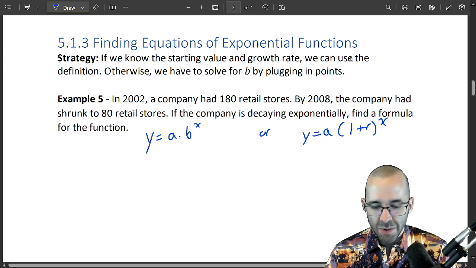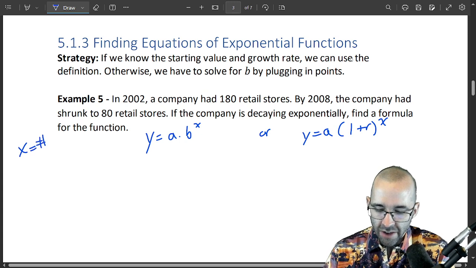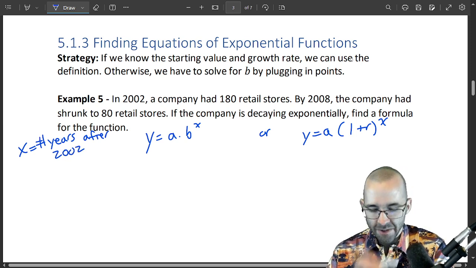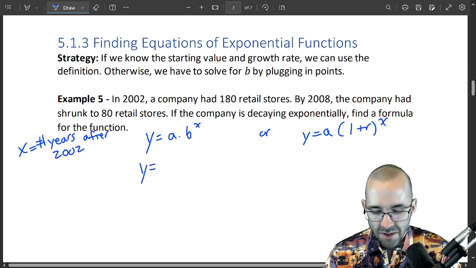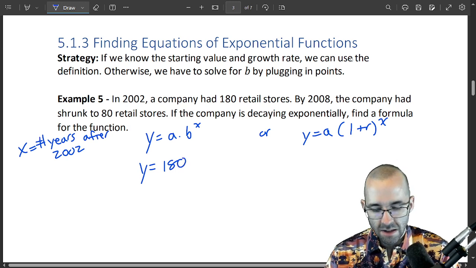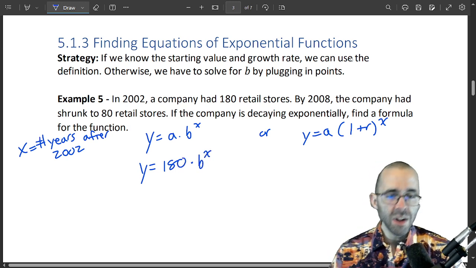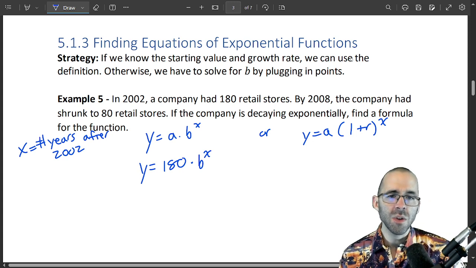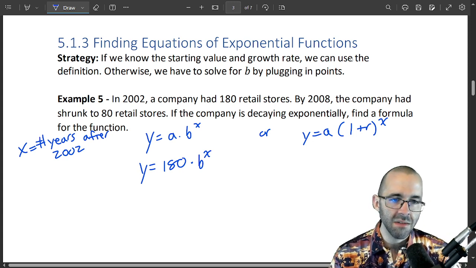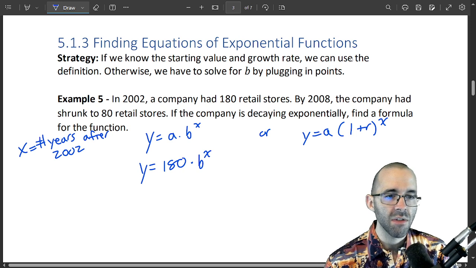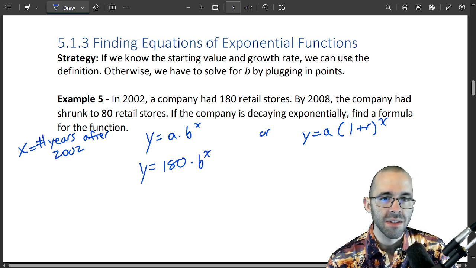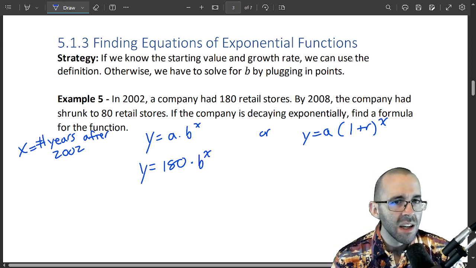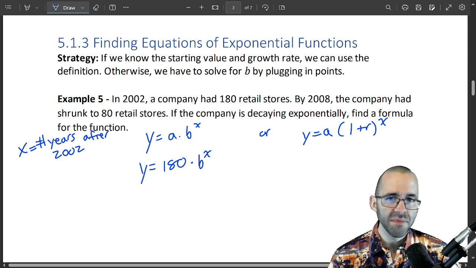So we can let x equal 0, the number of years after 2002. That's usually going to make things a lot easier for us to do. Because now our starting value is 180. Now the problem is we know we're shrinking, so we're not doubling or tripling. Maybe we're halving, maybe we're getting thirded or 2/3. We haven't really done much decay so far in this section, but we don't know the B value.